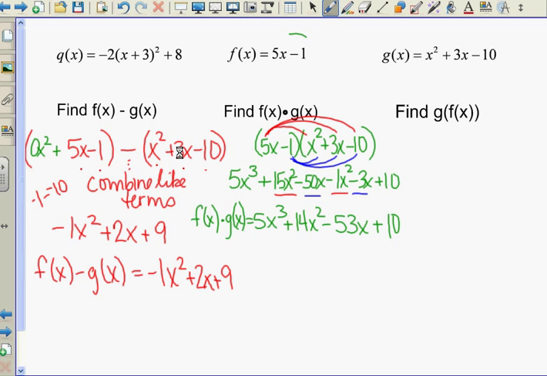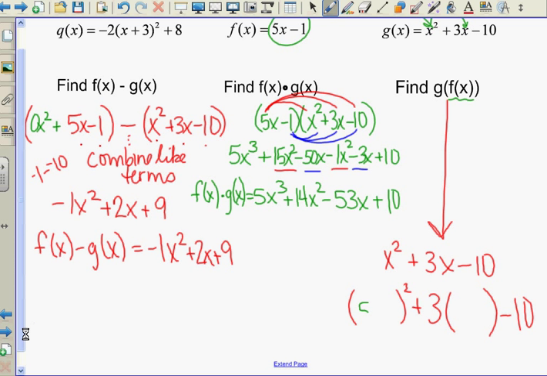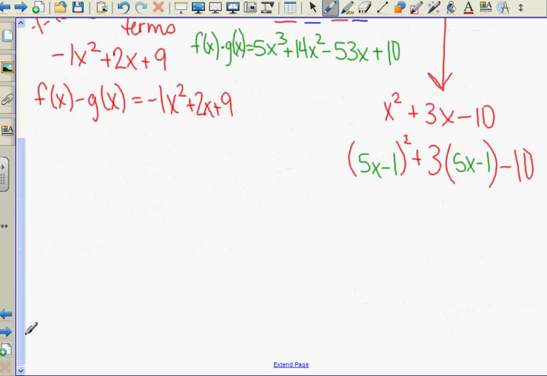Remember, this says to put f, 5x minus 1, inside of g. So it's going to go in place of this x, and it's going to go in place of that x. So let's see what that looks like. I'm actually going to come straight down from here, so I have a little bit more space. Okay, so g of x was x squared plus 3x minus 10, but now I'm going to take out the x's and put f of x in place of there. And f of x was 5x minus 1, right? And then I'll have to simplify this.